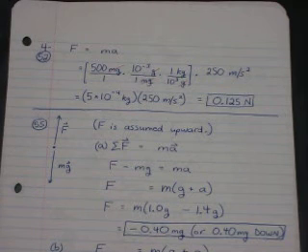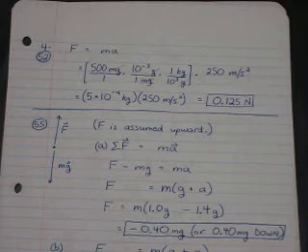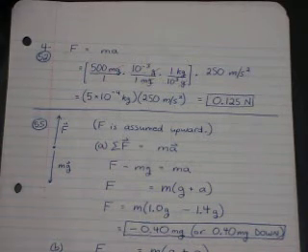Number 52. Frog's tongue. Okay, this is basic F equals ma, but we have to be careful with our units. If we're going to get newtons, we need MKS units.